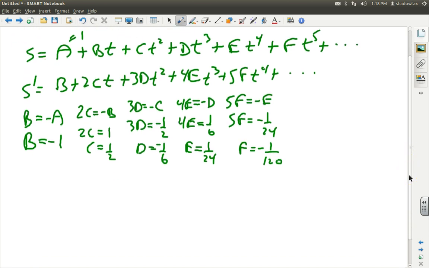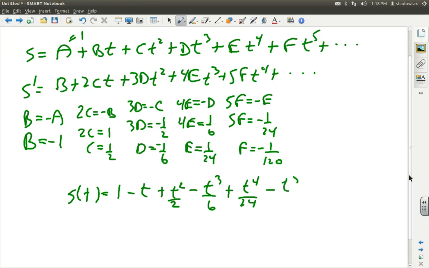So now what do we get? So s of t is, let's see, 1 minus t, because b is -1, plus t squared over 2, because c is 1/2, minus t cubed over 6. So again, we got the factorials down here. Plus t to the 4th over 24, because e is 1/24, and e is the coefficient for t to the 4th in the original expression for s. And what else? Minus t to the 5th over 120, plus forever.